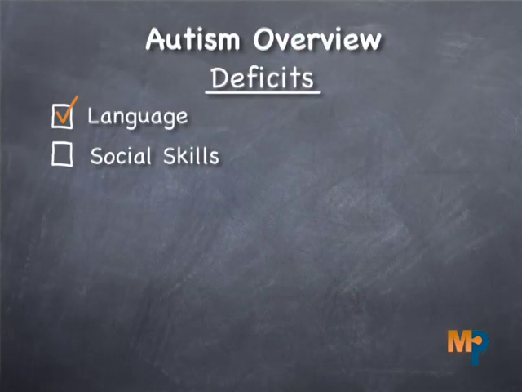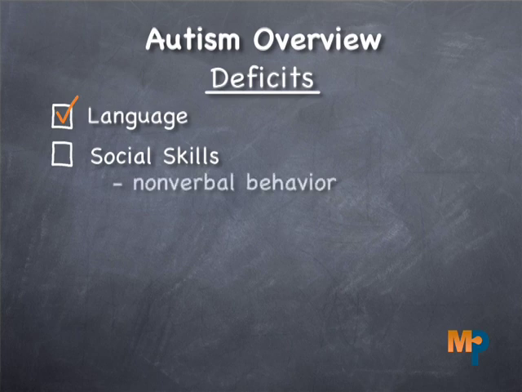Another impediment to learning or area of deficit for children with autism often relates to social skills. One component of those social deficits often relates to a kid's nonverbal behavior. The way that we communicate with gestures, eye contact, facial expressions, these are things that children with autism often struggle to understand and struggle to use.